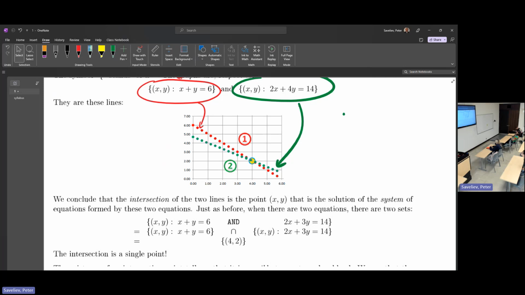So all x and y. Let's look at this. The first line: all x's and y's that satisfy x plus y is equal to 6, and 2x plus 3y equals 14. Then we replace "and" with the intersection. We write these two separately. The first set is the (x, y) with x plus y equal to 6. The second one is the (x, y) satisfying 2x plus 3y equal to 14. Then we have them plotted, once again green and red, and we look for the intersection. It is the point that satisfies both of the conditions, and we have the answer.